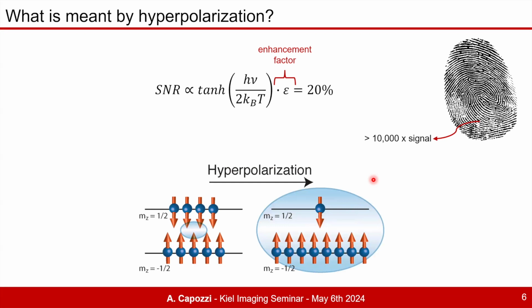And as I was saying before, we force somehow the difference between the ground state and the excited state to the maximum to enhance in turn the NMR signal. So there are many different techniques to do hyperpolarization. My expertise is dissolution dynamic nuclear polarization.